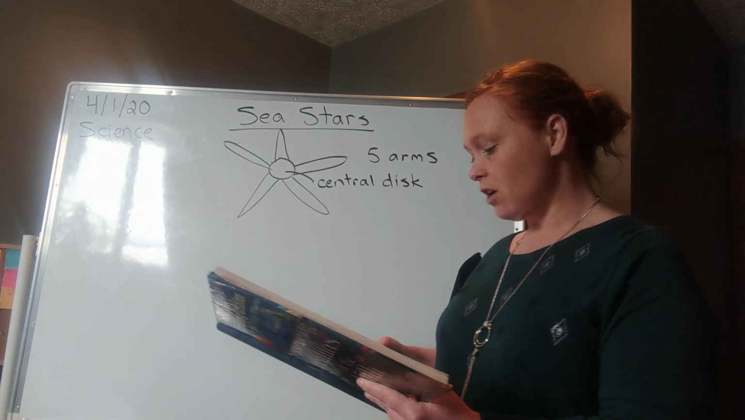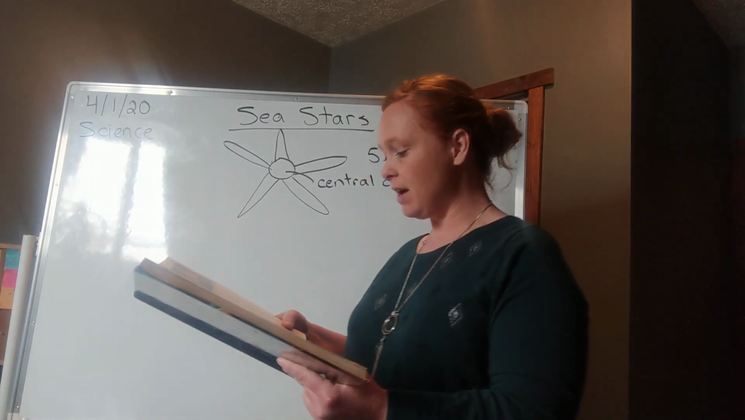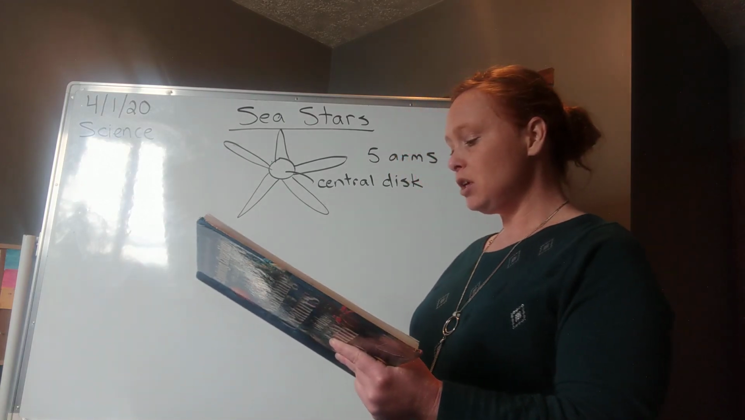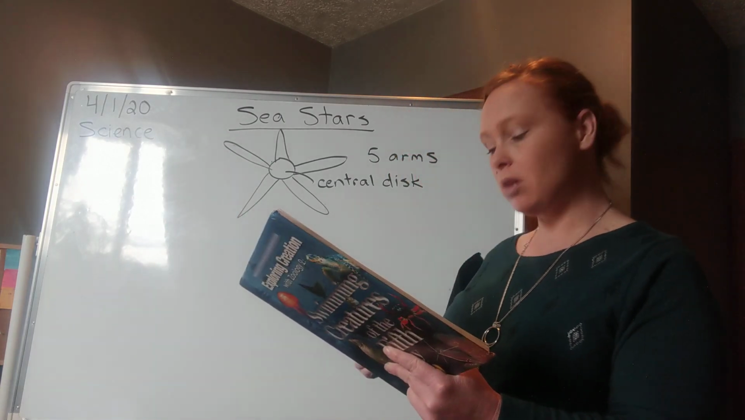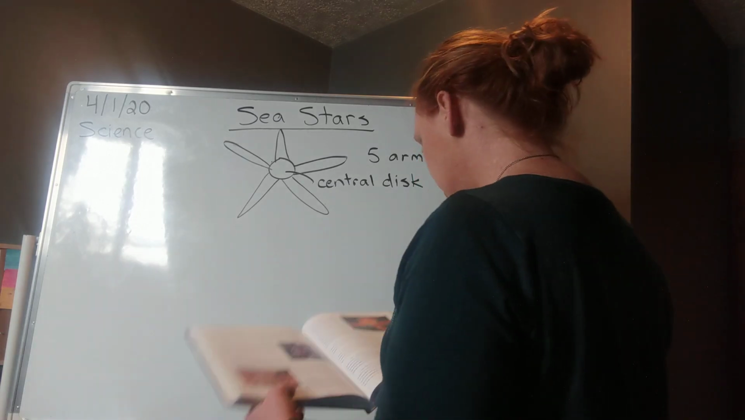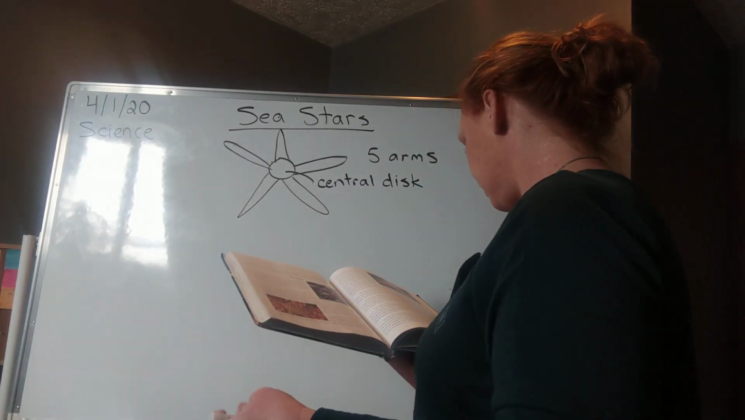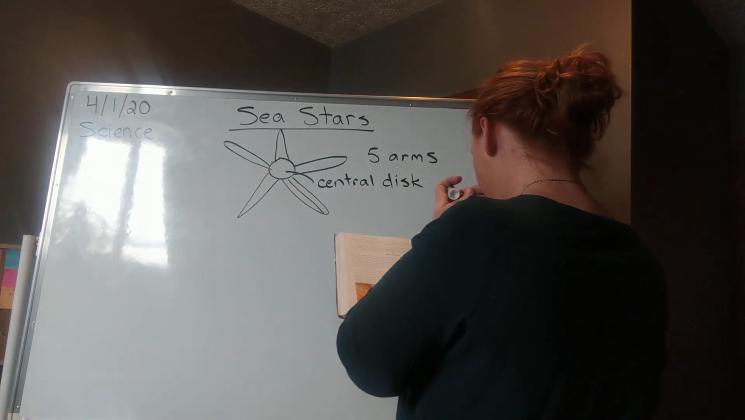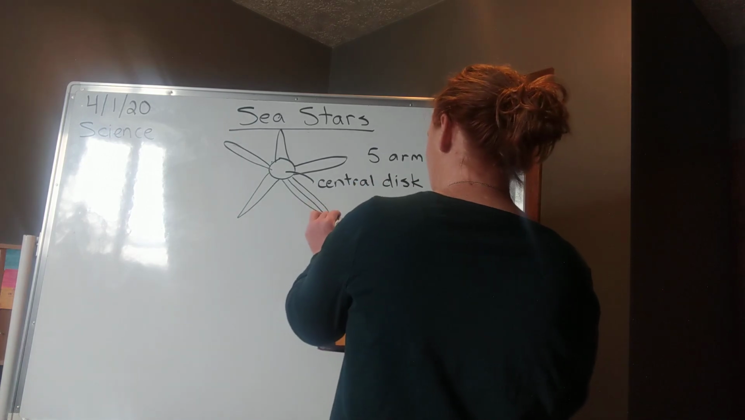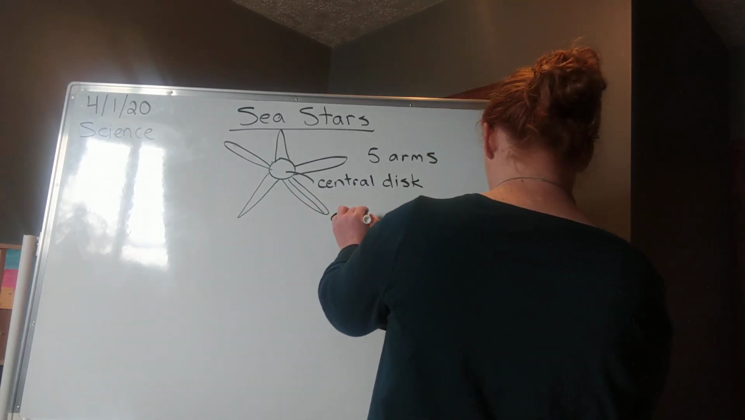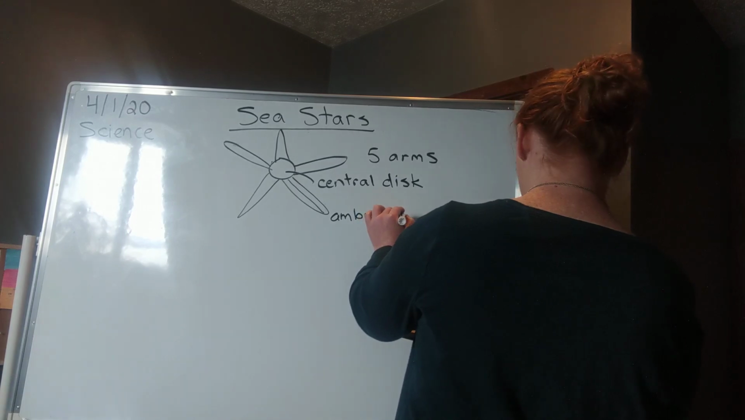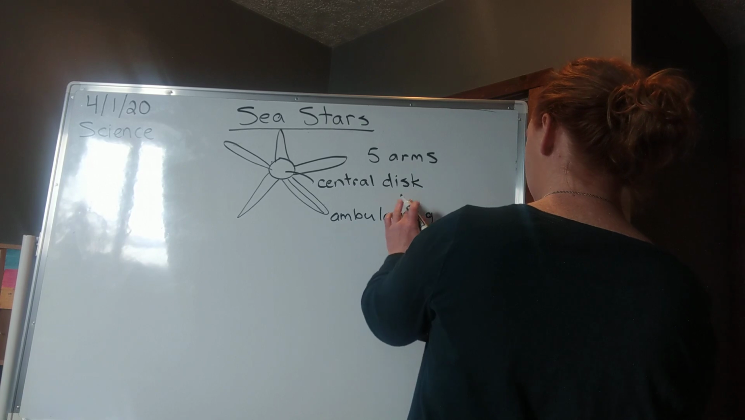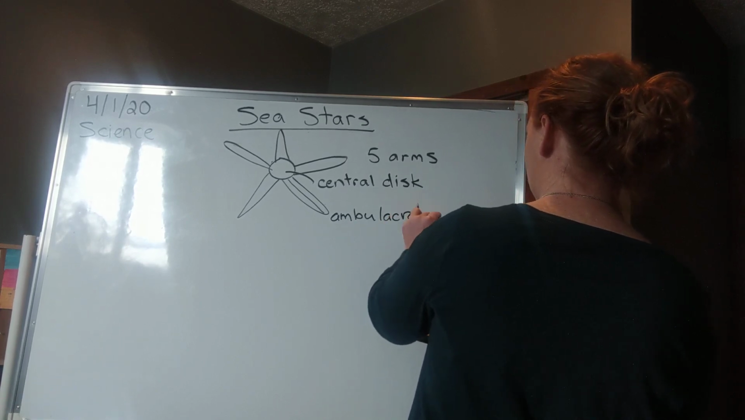A sea star's tube feet are concentrated in grooves that run down the center of each ray. These grooves are called ambulacral grooves. Okay, so down the center, like this, we would call these grooves ambulacral. Ambulacral grooves.